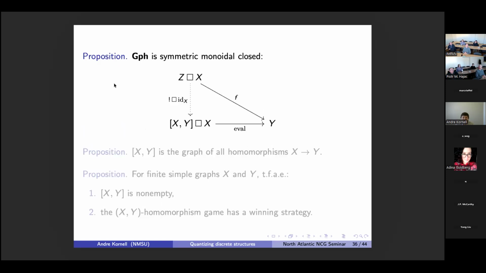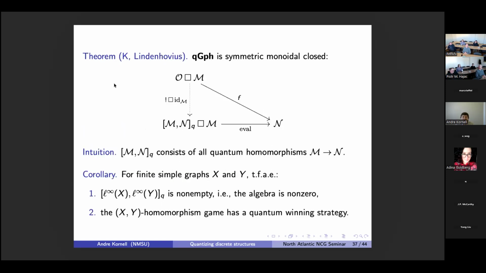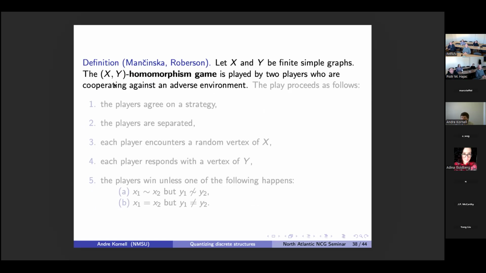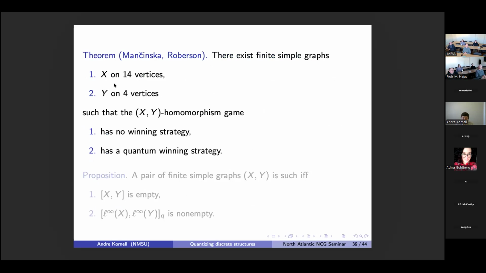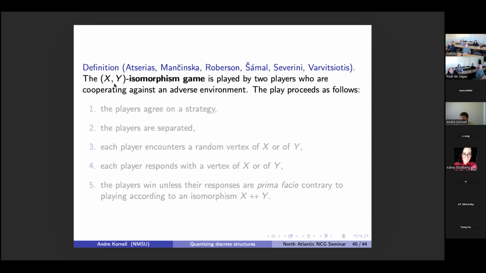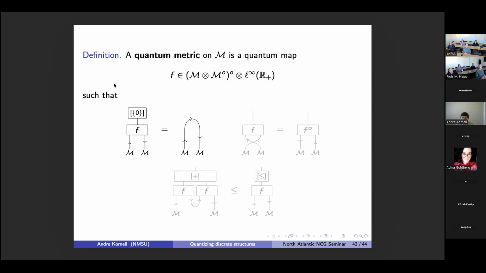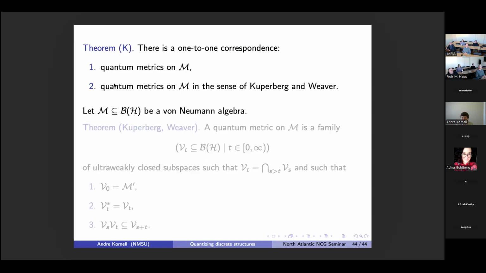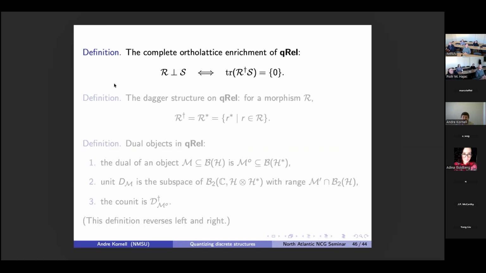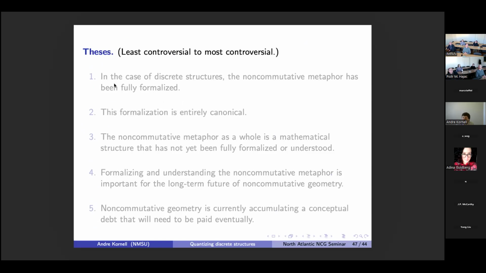All right, so here I was going to tell you about the graph homomorphism game and also the graph isomorphism game, which shows up quite naturally in the setting of this quantization scheme. I was going to show you this pretty slide for quantizing metrics, and explain that it actually does recover a notion of quantum metric in the literature. But then I was going to finish up with some thesis statements, least controversial to most controversial. I figured this is the kind of entertainment we would all appreciate at the end of a talk.